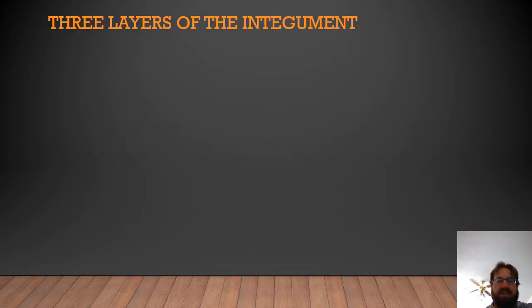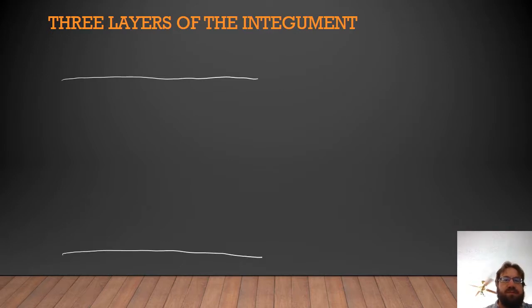There are three basic layers of the integument. So if we look at the integument as a thick slab, from here to about there, there are three major layers that we see. Above this purple line, there is a layer of tightly packed cells, which, if you recall from our tissue discussion, tightly packed cells usually mean epithelial tissues.